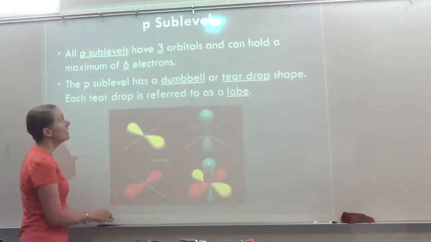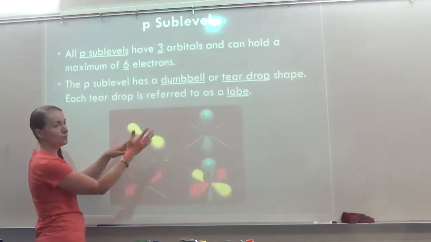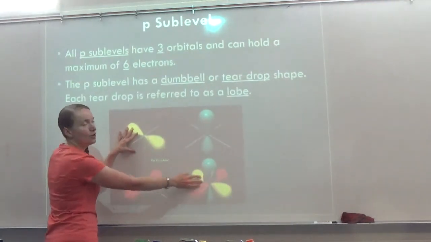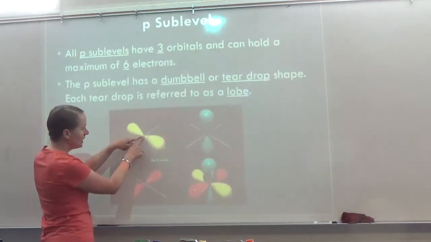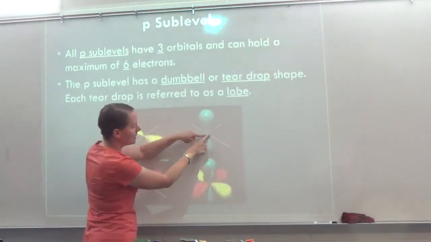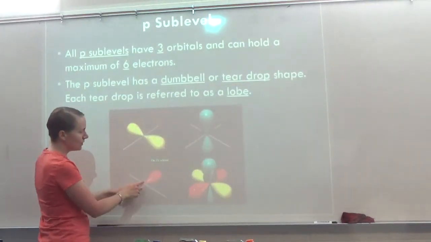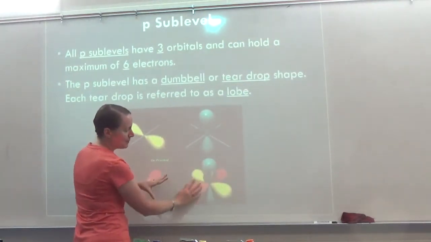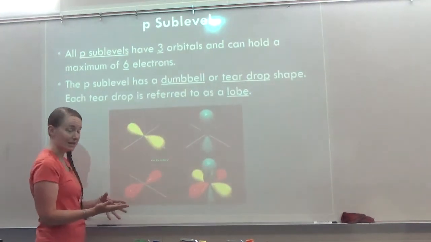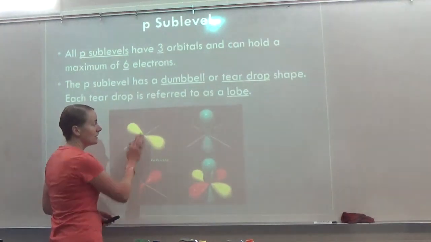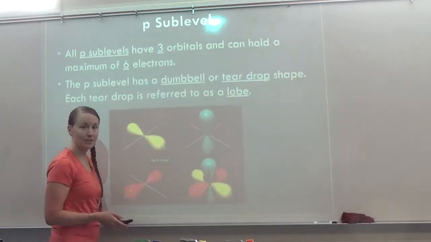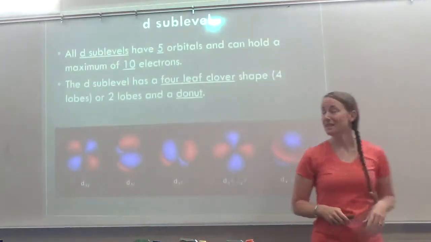So they all exist together. This is taking the 3 orbitals and showing them separately, but notice they all overlap in real life. So here's what one looks like, here's the second one, and here's the third one. And so when they all overlap, a p sublevel looks like this. Because there are 3 orbitals, it can hold 2, 4, 6 electrons. All right, so let's move on to d.